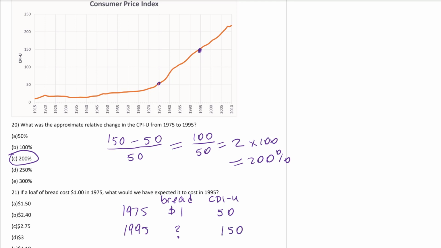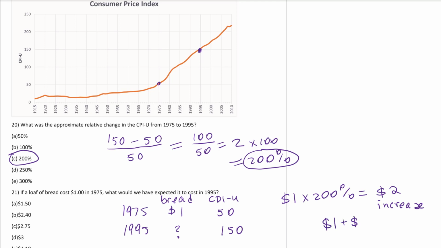It's the same numbers. So then to get an answer, you can either use the information from the previous question and say, well, it's a 200% increase. So if something was $1 and it increased by 200%, that would mean it's going to be a $2 increase. It's not becoming $2, it's going to increase by $2. So it's going to become $1 plus the increase. So that would be $3. So that's one way to answer the question.